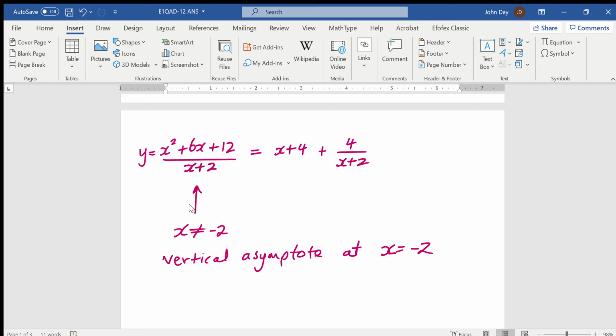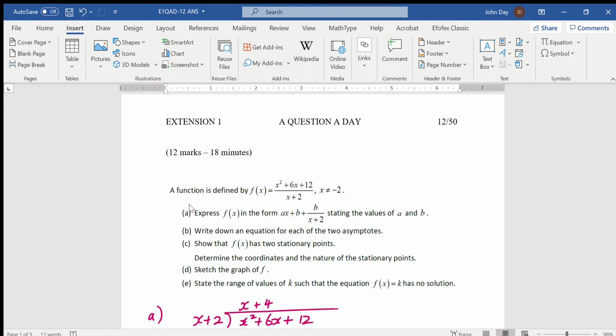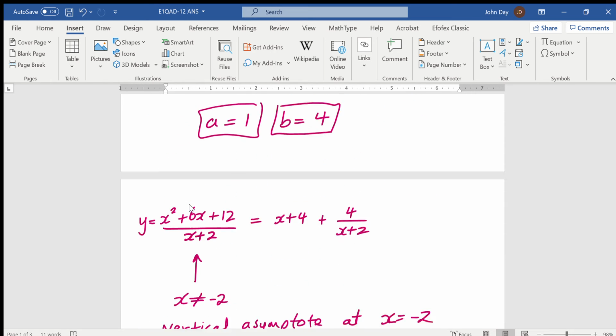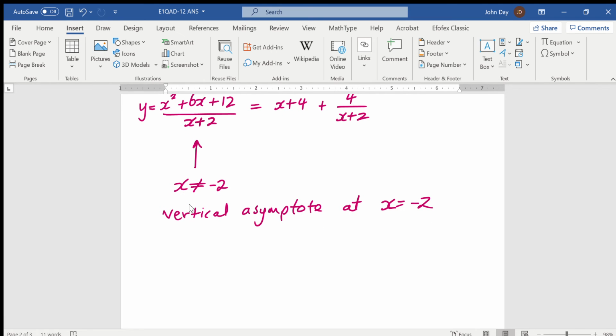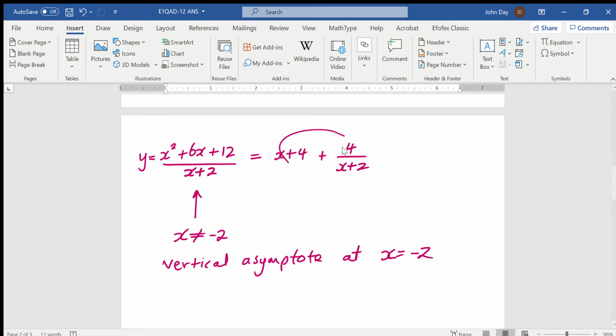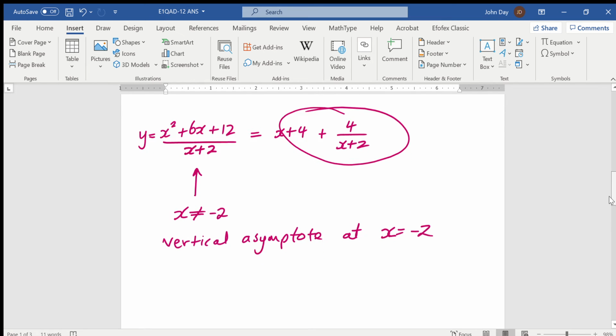But the question actually said to write down the equation for each of the two asymptotes. Well, I don't see another vertical asymptote, and there's no square roots to limit things. So the other thing you often do is look at what happens to the function as it gets very large or very small, and that's easy to do when it's written in the second format. That is, when it's written like this. So that's what I'm going to do.